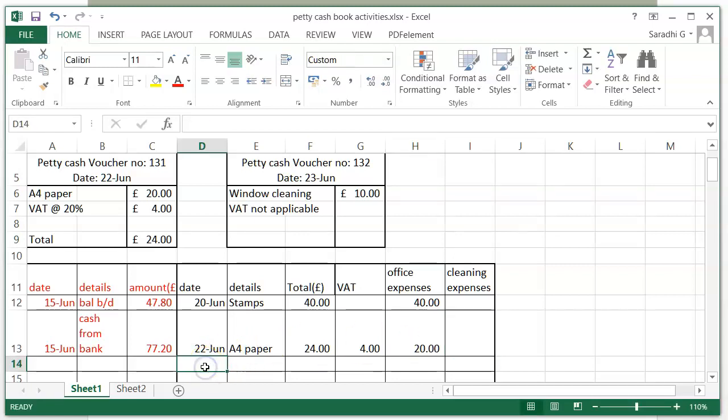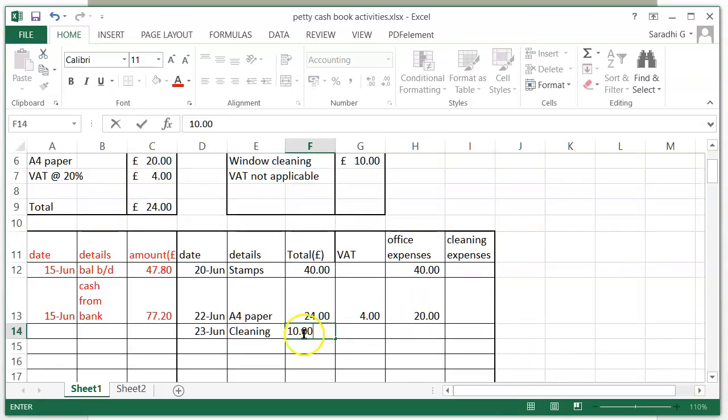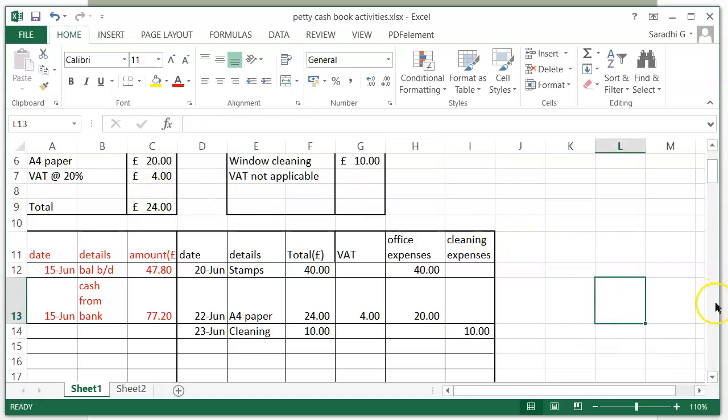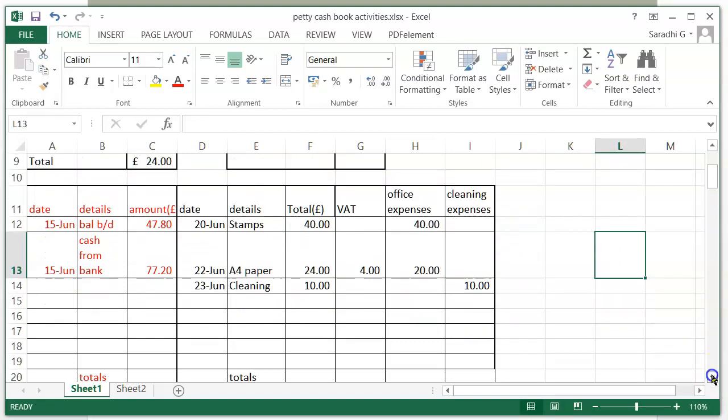Next we have one more. This time on the 23rd of June, you spent money for window cleaning. In the total column, enter how much money you spent. Now there is no VAT on that, so we are not recording any VAT. And this £10 is not office expenses, it is cleaning expenses. So put it under cleaning expenses, £10. Okay. So there were only 2 vouchers and the 2 vouchers have been entered.